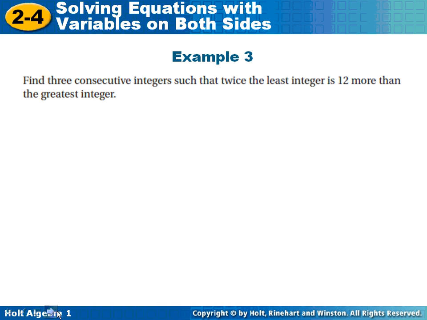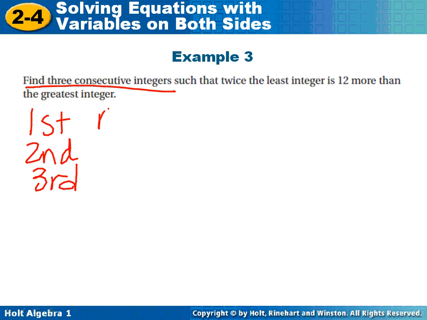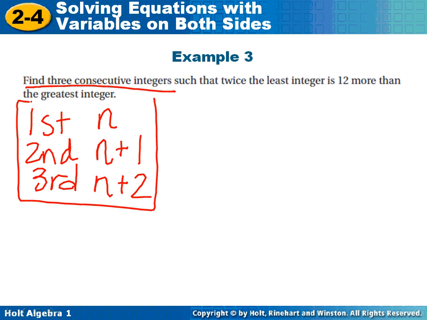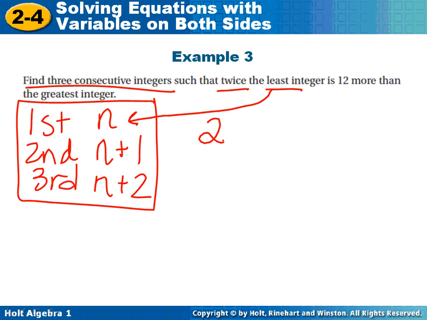A word problem. We have 3 consecutive integers. Right when you see that, I've always taught you to write down your first, second, and third. Our first is going to be n. The next consecutive is n plus 1, and the third consecutive is n plus 2. I'm going to use this to help me answer the questions. Okay, my next part is twice the least. Well, the least is going to be the first. So twice n. The word is in math is going to be equals.